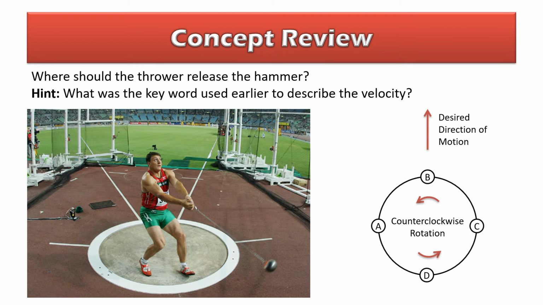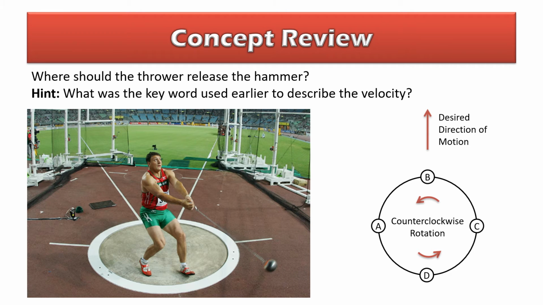So a quick concept review and then 2 example problems. It says, where should the thrower release the hammer? This is an Olympic hammer thrower. Have you ever seen a hammer throw before? It's really cool. They whip around in a circle to get a lot of speed on that hammer, and then they release it and they try to throw it in this area here. There's a net all around to make sure everybody stays safe. So where should they throw it if they want to go in this direction here? Where should they release it?